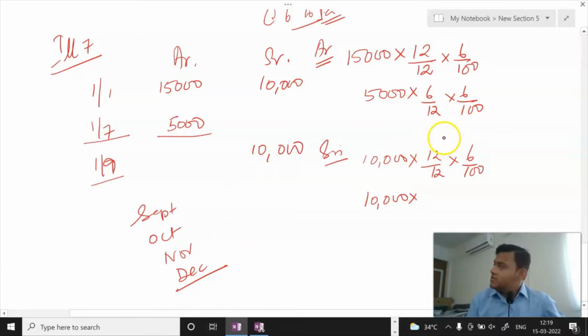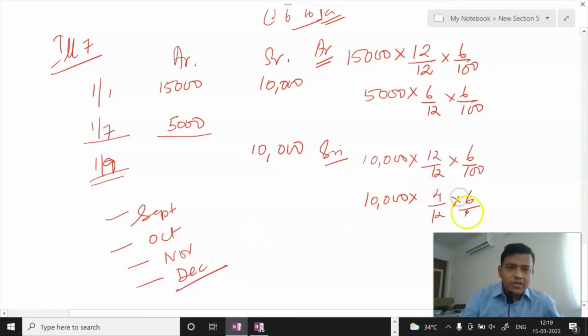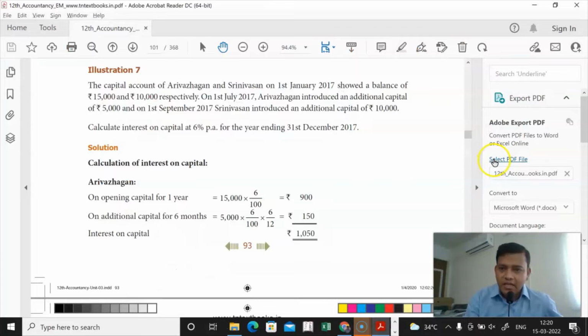So once again, for Srinivasan interest on capital, we have to calculate from 1st of September. So September, October, November, December. Till the end of December, we have to pay interest on capital. So that is going to be 4 by 12 into 6 by 100. So we'll do the calculation very quickly. So here, how much faster you calculate, that much is better. Okay, but for the time being, I take it from the book.